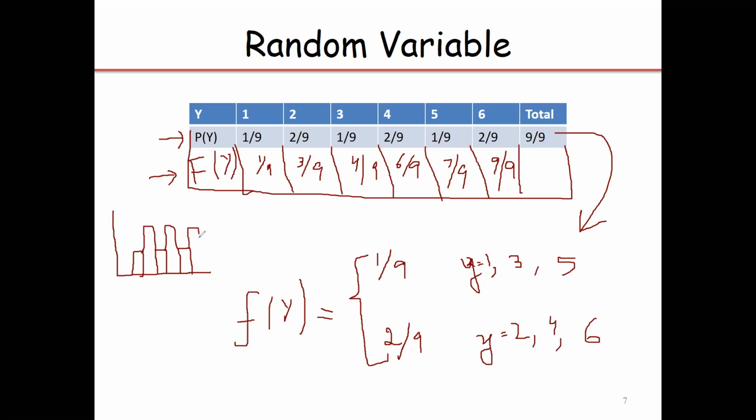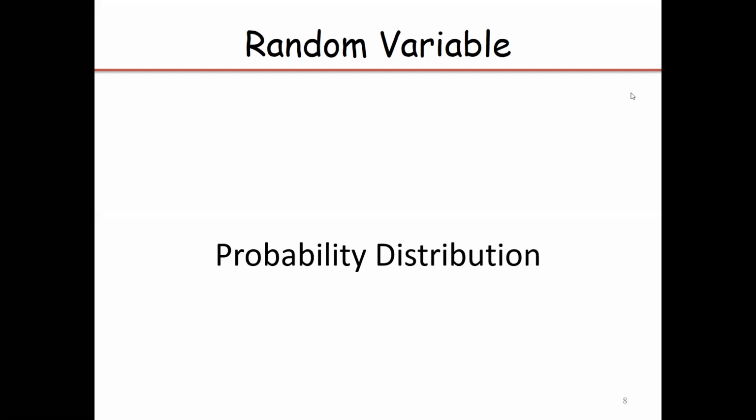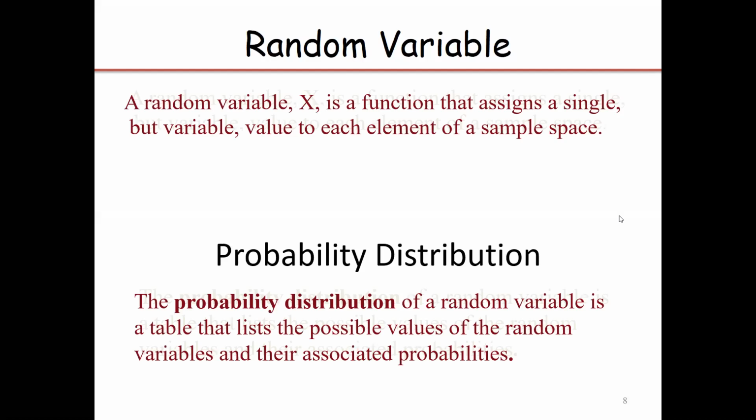It's 2 by 9. This is called the graphical form of the distribution. This is called the functional form of the distribution. This is called the tabular form of the distribution. And now the random variable and the probability distribution.